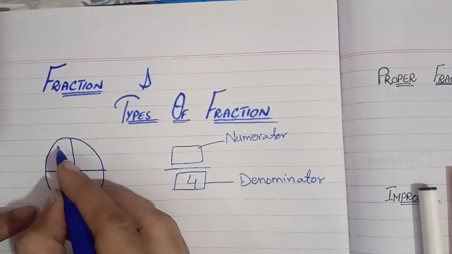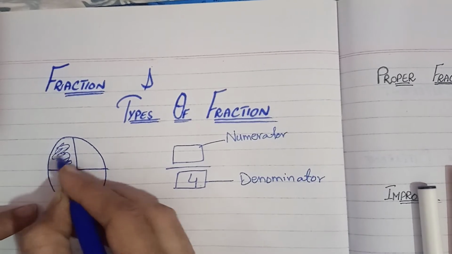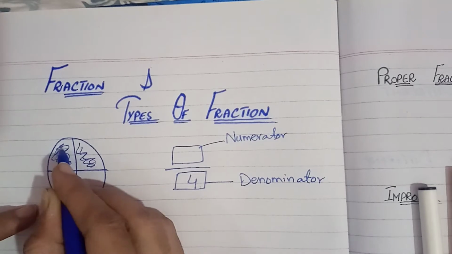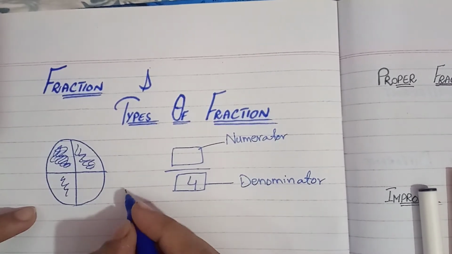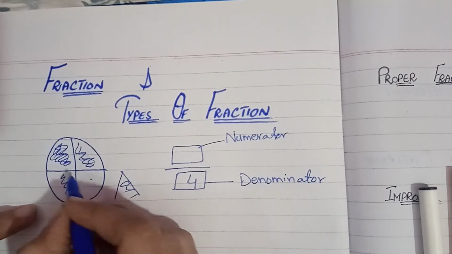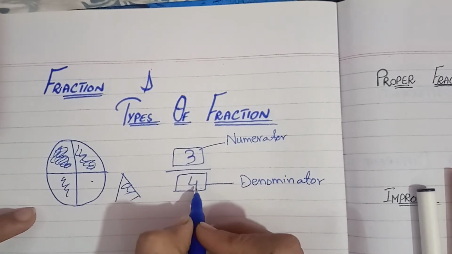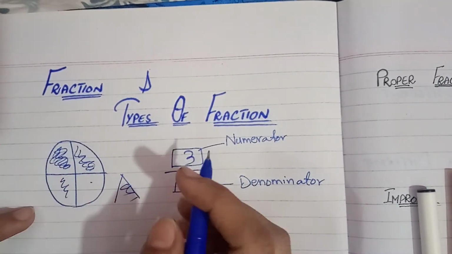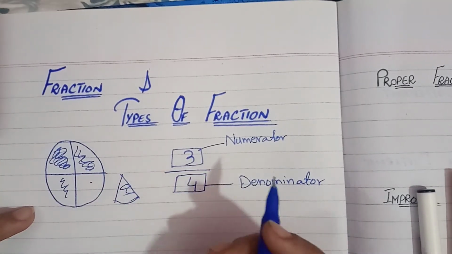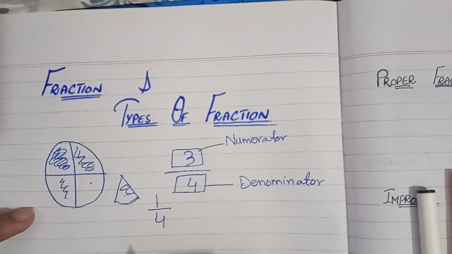And if we have eaten three parts of this pizza, these three parts we have eaten, and only this part is left. Okay, so how many parts have we eaten? We have eaten 3 upon 4 part of this pizza. And how many pieces are left? 1 upon 4 piece is left.